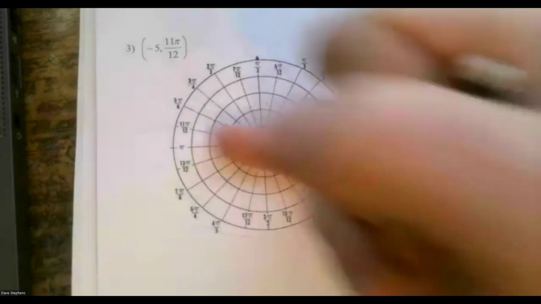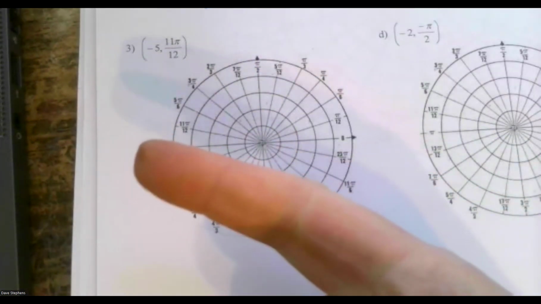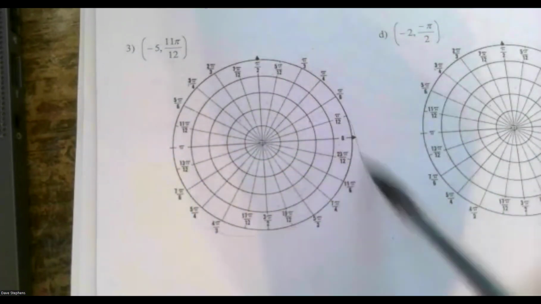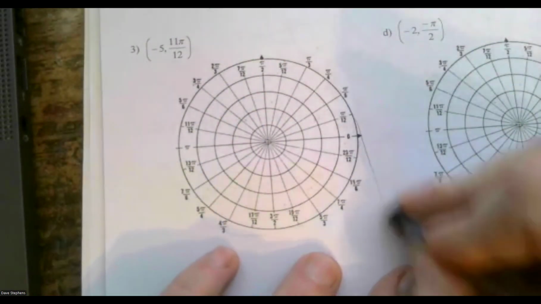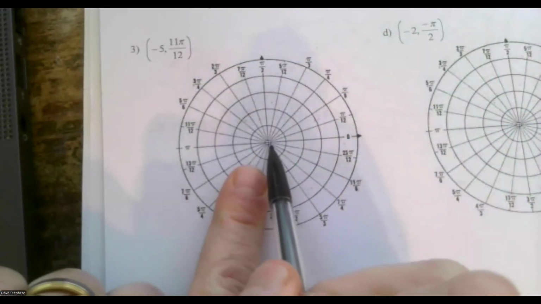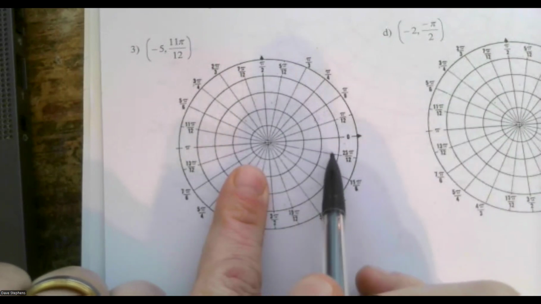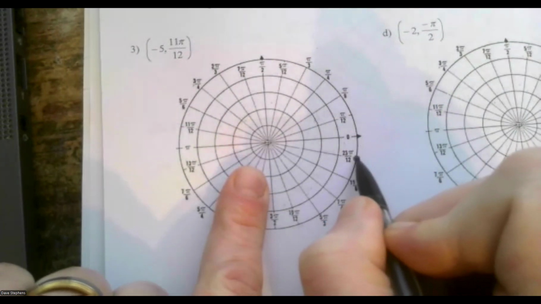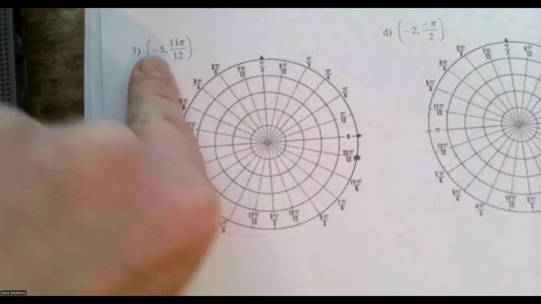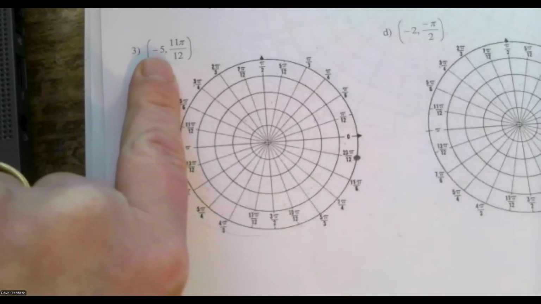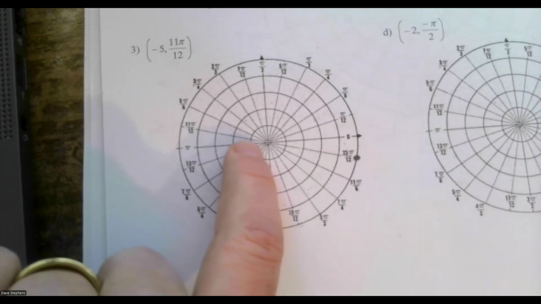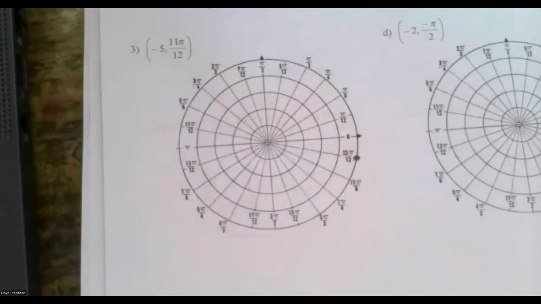So I'm going to face that direction, but I've got to travel a distance of -5, meaning I'm going to go backwards 5 units. So I'm facing 11 pi over 12, and I travel back 1, 2, 3, 4, 5. Take note of what just happened. If my r value is negative, I'm traveling backwards, right? So think about your shoes. If you're facing 11 pi over 12 and you travel backwards, you'd end up here.